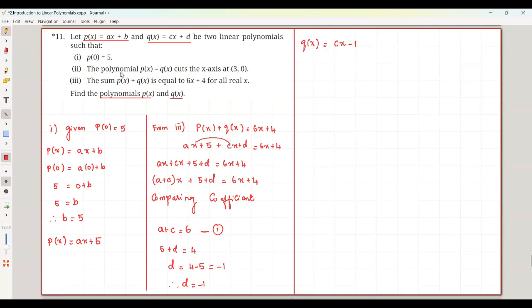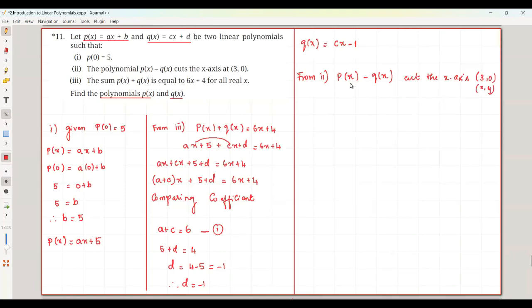Now we come to the second one. Given the polynomial p of x minus q of x cuts the x-axis at 3 comma 0. So it's given us x comma 0, that is x comma y. So y should be 0, x is 3.